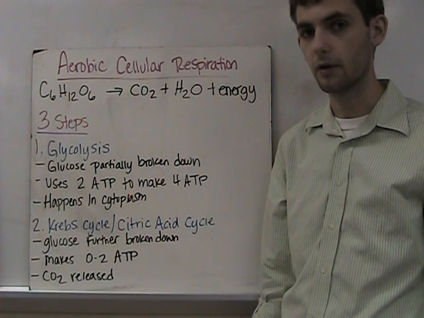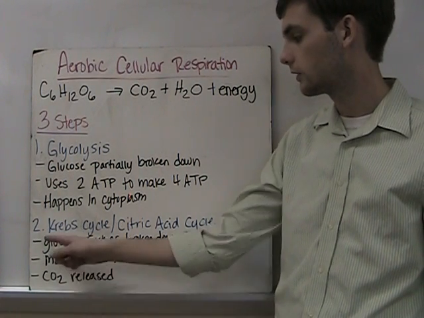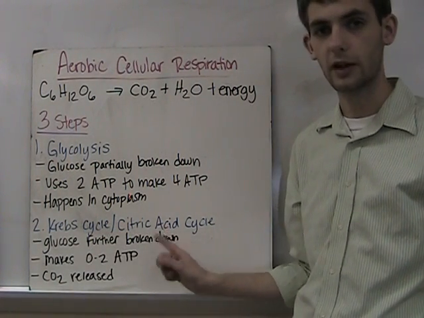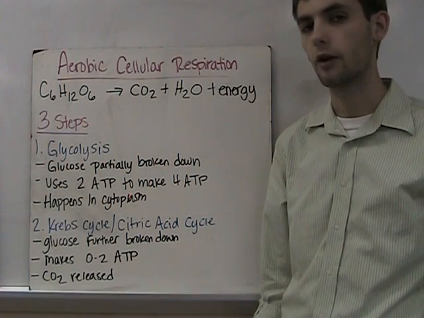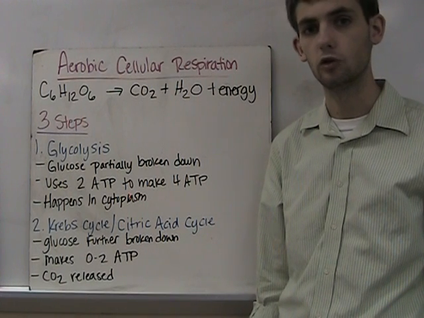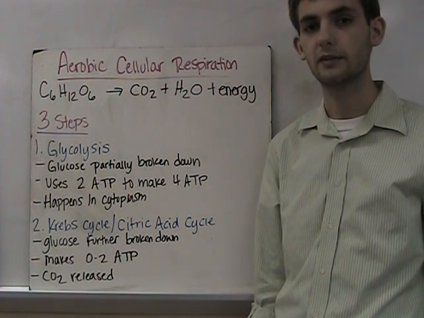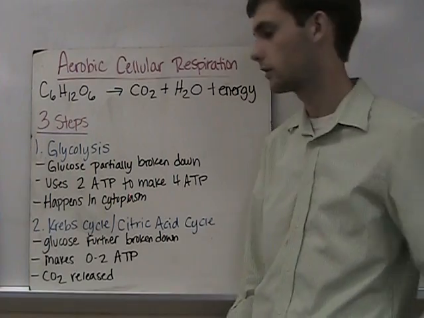The second step of aerobic cellular respiration is the Krebs cycle, also known as the citric acid cycle. This is when glucose will further be broken down. The process can produce anywhere between 0 and 2 ATP, and carbon dioxide is released as a waste product.